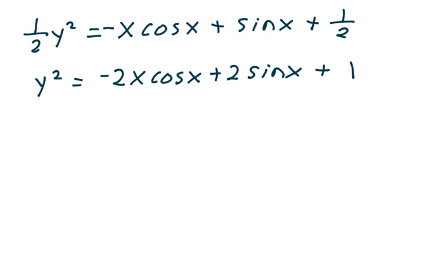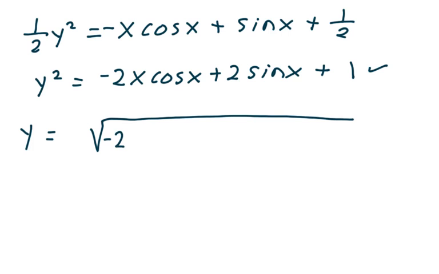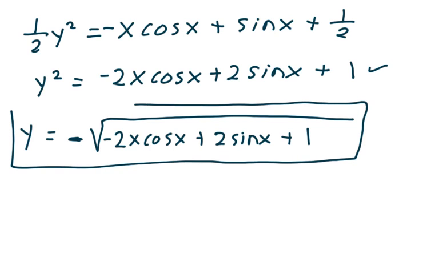But I would expect your instructor to ask for y. Getting to here is not so bad, but solving for y, you have to think about that initial condition. And for the same argument as the previous example, if I take the square root of negative 2x cosine x plus 2 sine x plus 1, the problem is it doesn't satisfy that initial condition. And so I have to put a negative sign out in front of the radical to make sure that what I get satisfies that initial condition. And this would be the solution that we are looking for.